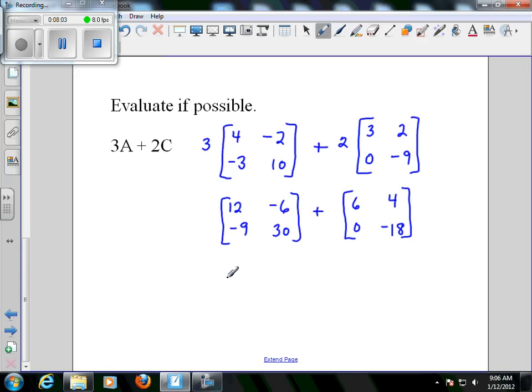And now we are left with the matrices, which are both of the same order. So we can now add them together. So we're going to add the corresponding entries. 12 and 6 is 18. -6 and 4 is -2. -9 and 0 is -9. And 30 and -18 is +12. Okay, and so there is our final answer.